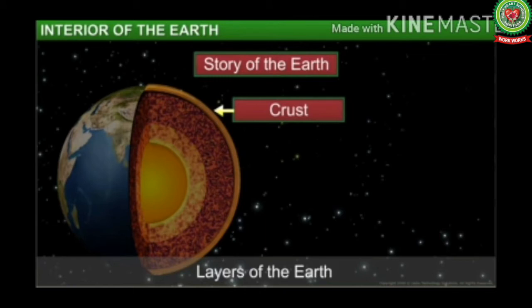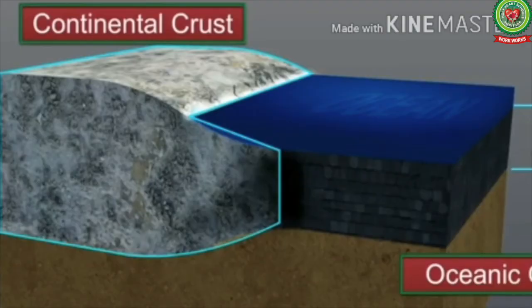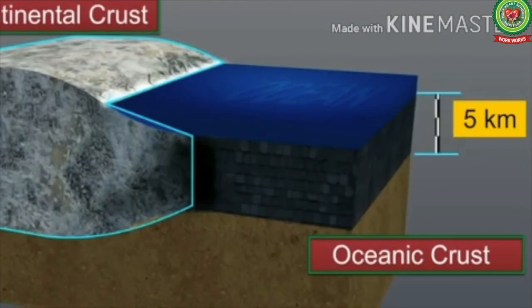The uppermost layer over the Earth's surface is called the crust. It is the thinnest of all the layers. It is about 35 km on the continental masses with a density of about 2.5 gram per cubic centimeter, and only 5 km on the ocean floors with an average density of 3 gram per cubic centimeter.